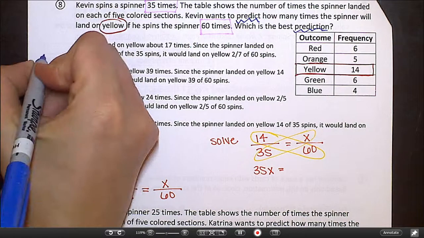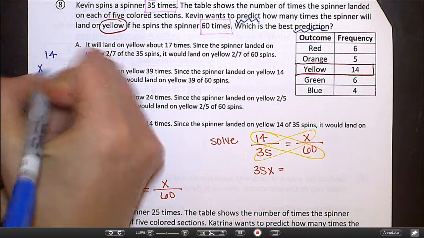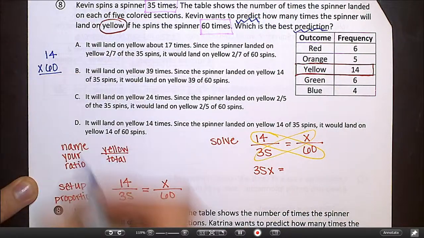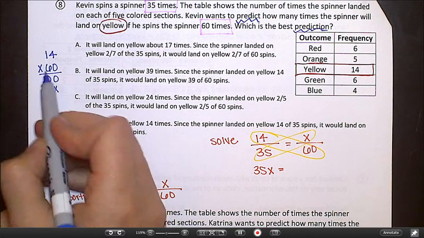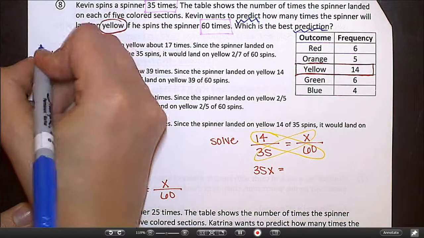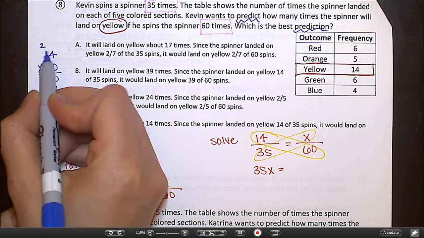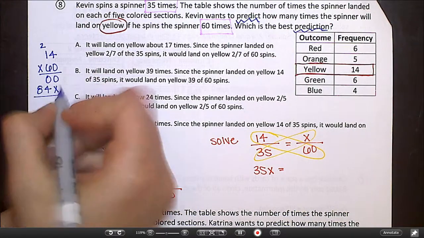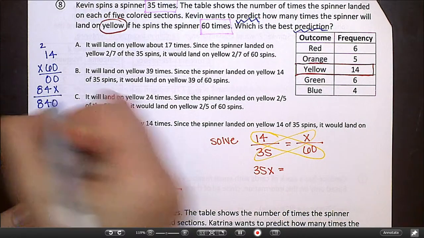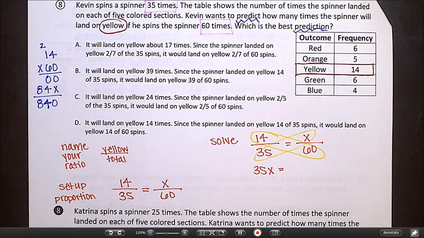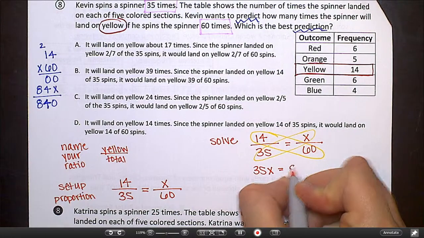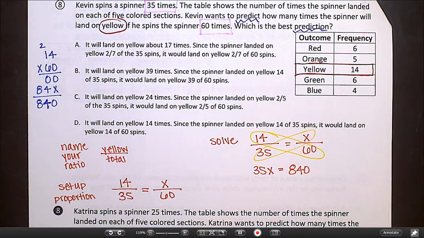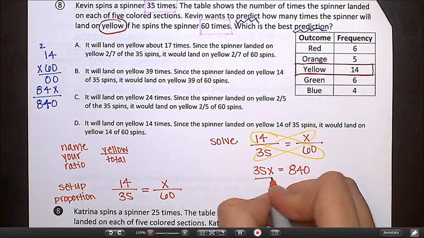So let's come over here. 14 times 60. That's 0 and 0. We'll put an x here. 6 times 4 is 24. 6 times 1 is 6, plus 2 is 8. So I get 840. And nothing goes after the decimal point, because I had nothing after the decimal when I started. So 14 times 60 is 840. Now we divide both sides by 35.